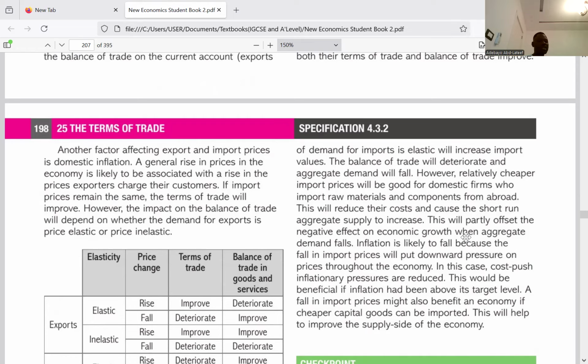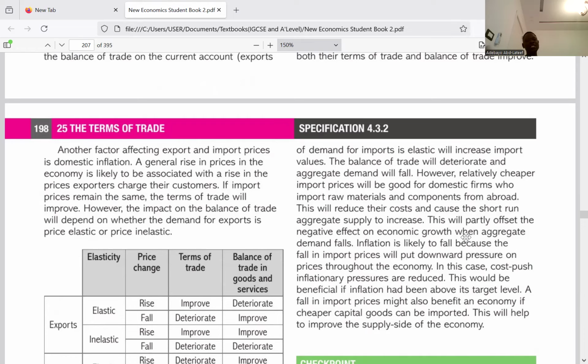So if raw materials and components imported are cheaper, it means output would increase. It means prices become affordable. If capital goods imported are cheaper, it means firms that invest in capital goods would have reduced cost of production. So cost push inflation reduces, and that would increase output.